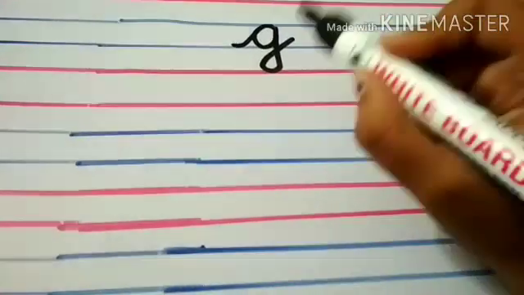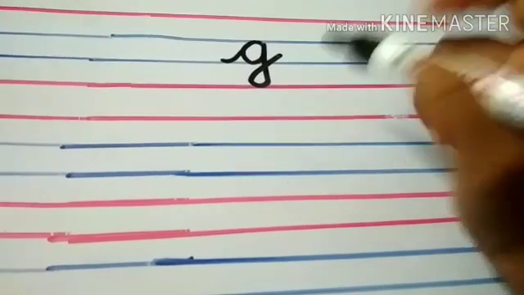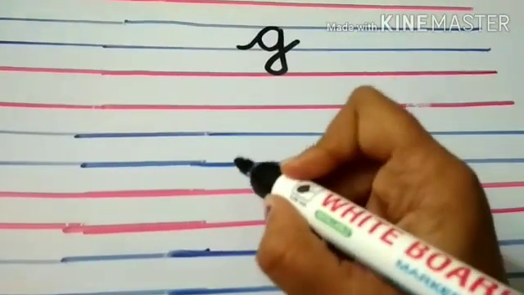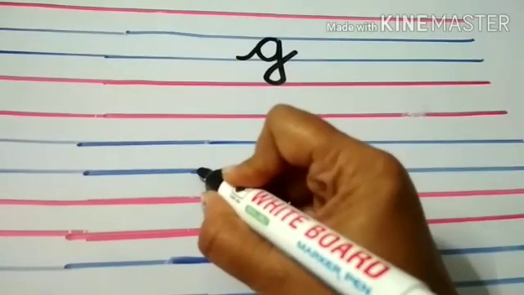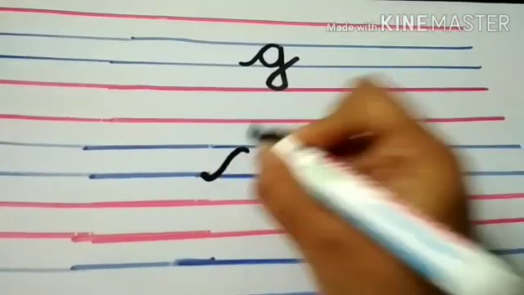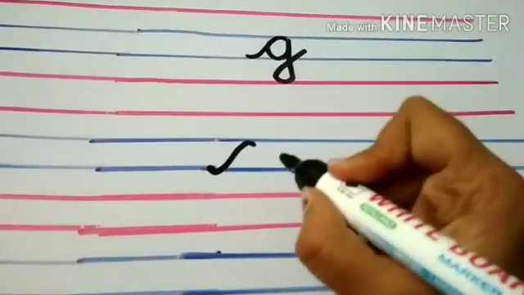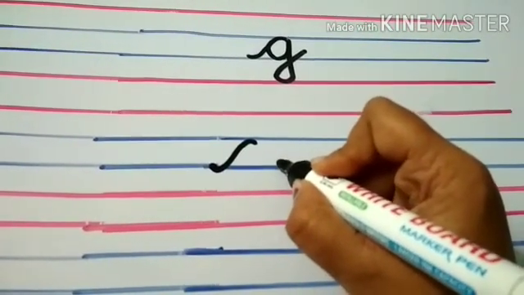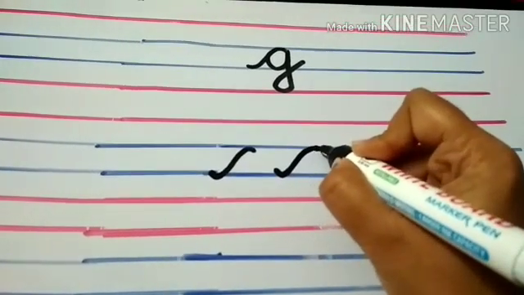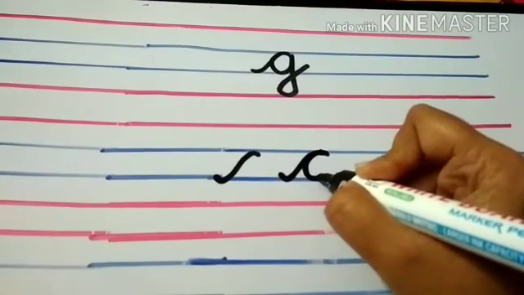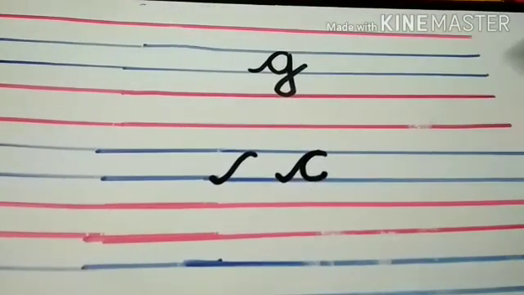See here. For the cursive G, we are using below 3 lines. That means second, third and fourth. So keep your pencil on third line. First, second, third. And give one stroke till the second line. Now tell me children, which stroke it is? It is curve wave stroke. Again see, keep your pencil on third line. Then make a curve wave stroke till the second line. Then make a curve till the third line. Like a C.